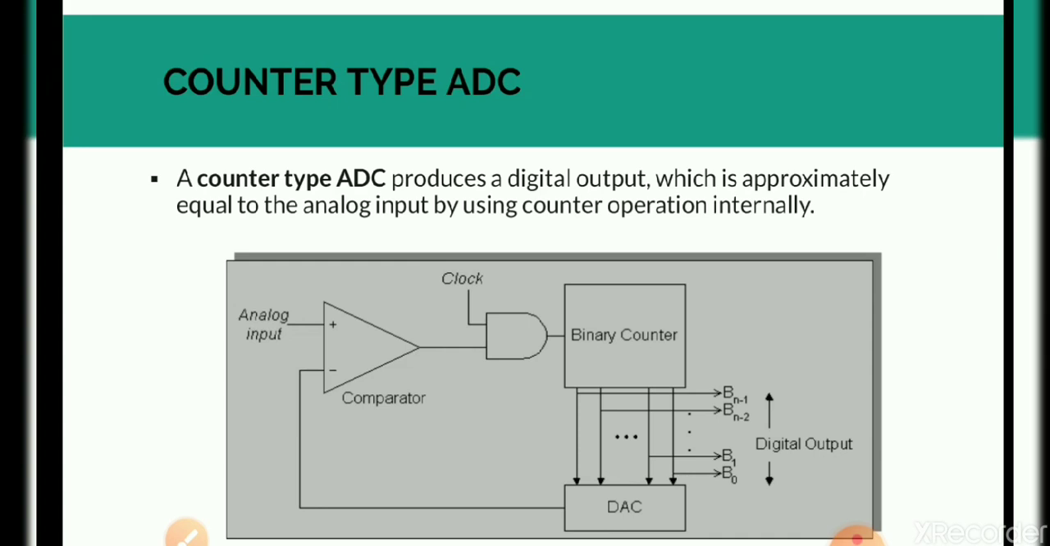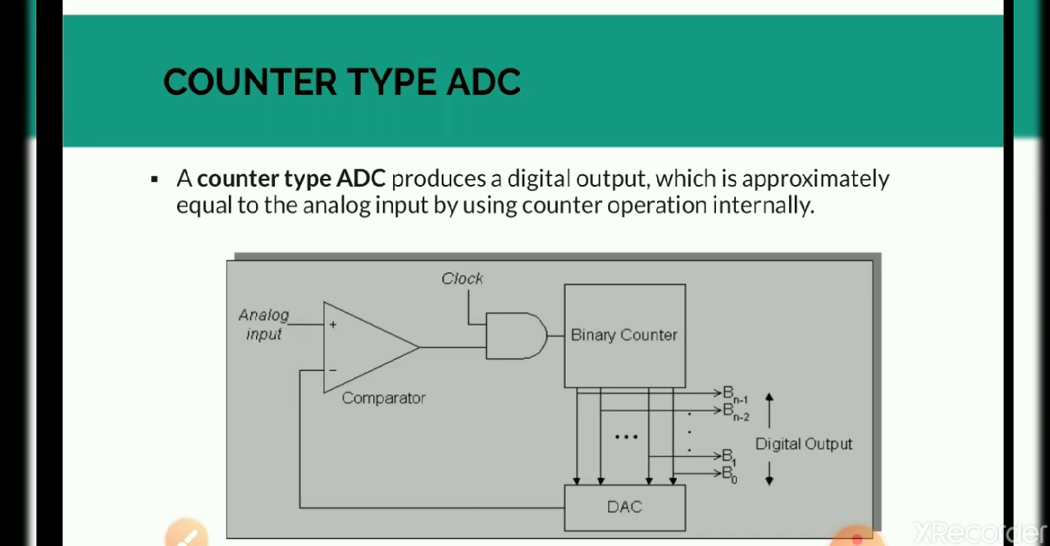The block diagram is shown in the figure, which has 4 main components. First one is the binary counter, then DAC, then comparator, and then an AND gate. The working of the counter type ADC starts with the counting of the binary counter, and whatever the count is, it goes to the input of the DAC.